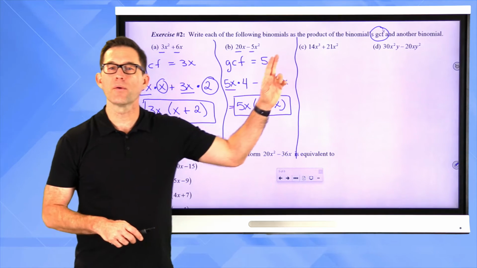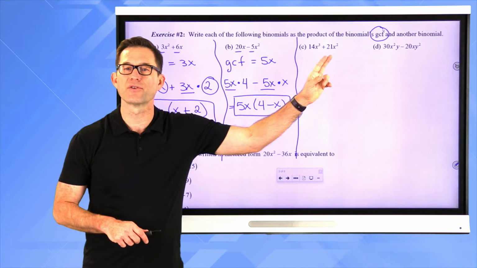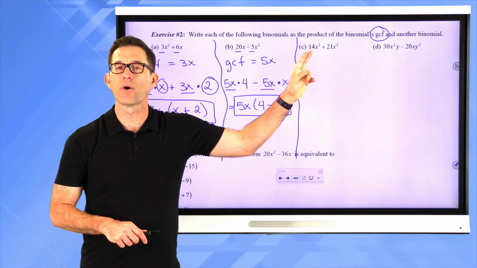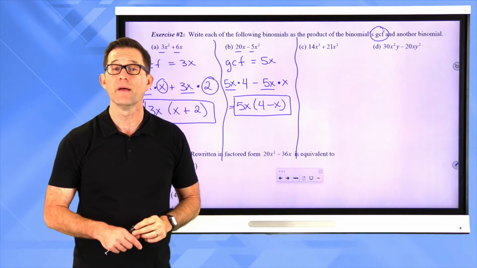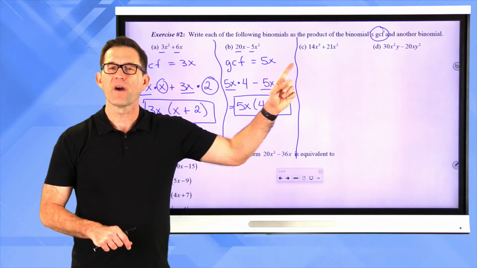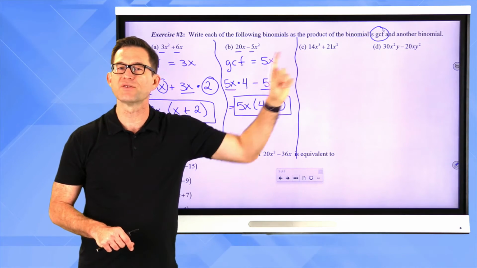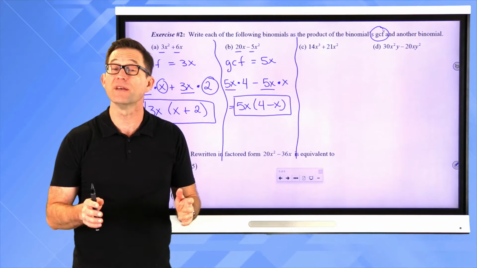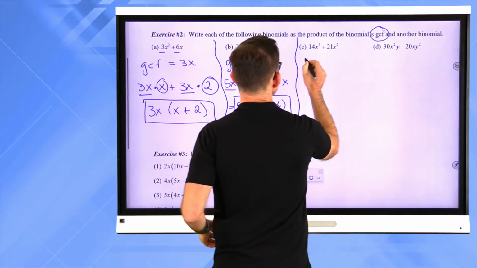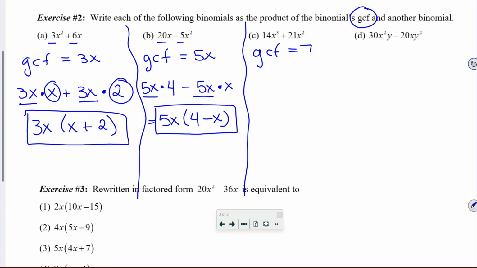All right, well here we look at our 14x to the third and our 21x to the second. Considering only the 14 and the 21, the largest number that divides into both of those nicely is the number 7. We've got an x cubed and an x squared, and so that means actually the variable portion that is contained in both of those is an x squared. So our GCF in this case is equal to 7x squared. We could rewrite this as 7x squared times 2x plus 7x squared times 3.